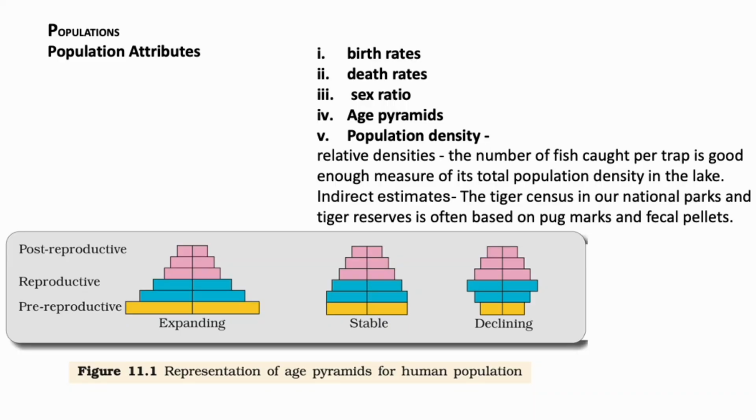The first chapter is organisms and population, which starts with different population attributes: birth rate, death rate, sex ratio, age pyramid, and population density. Here, birth rate and death rate calculation based questions can be asked. Age pyramid is a diagram which you have to learn to draw, and diagram based questions also can be asked. Different methods of calculating population density in different situations, relative population density and absolute population density.